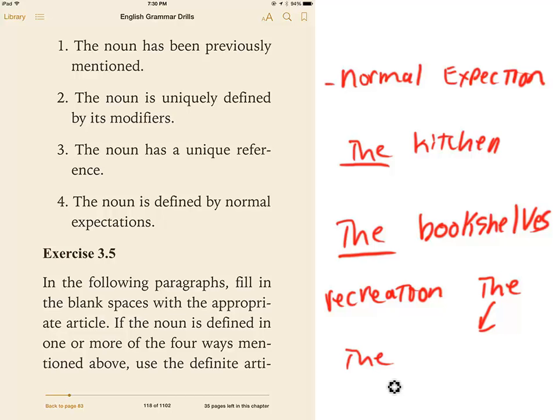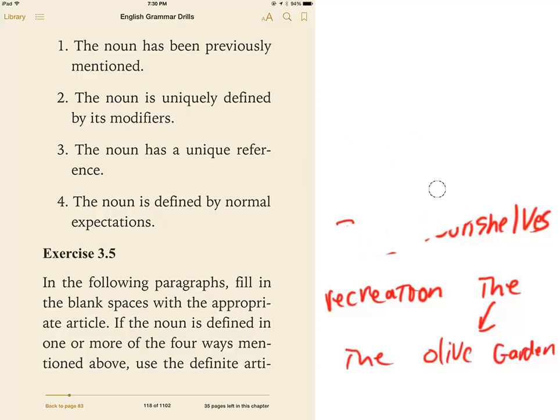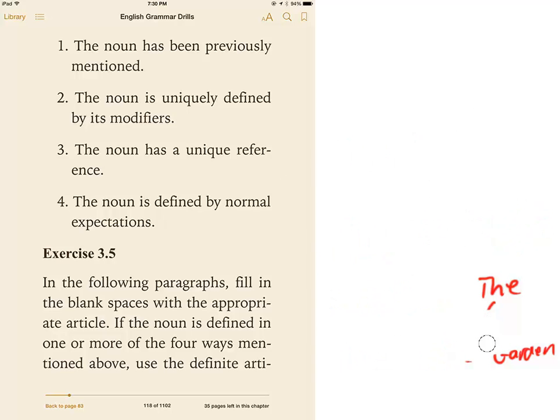All those places that you, like, I have to go to the Olive Garden. Even though there's many Olive Gardens, the Olive Garden, and then you have to specify it further, Decatur and whatever. But those are the four ways that we use the definite article the. And we haven't talked about that for a while, so I don't want you to forget what we're talking about. We're learning about the definite article.